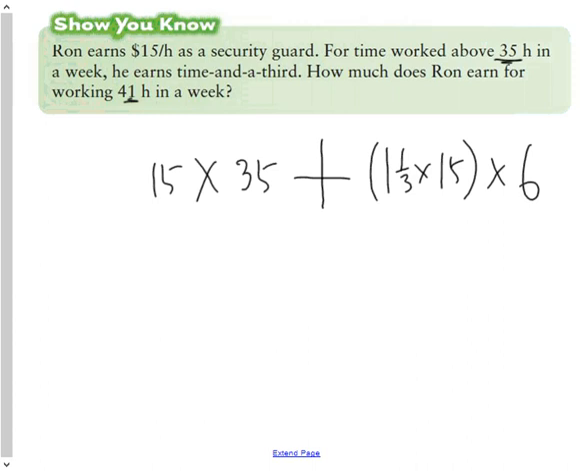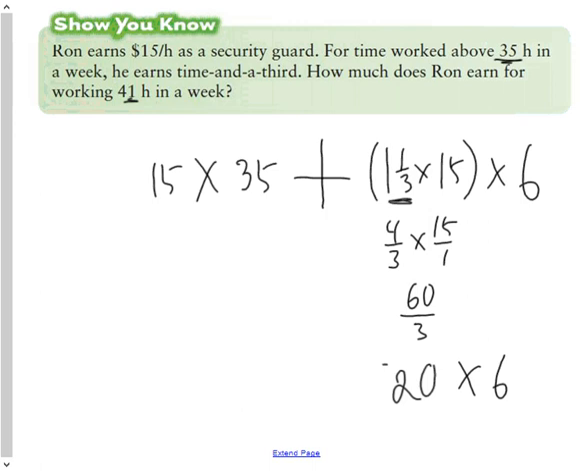So now we're going to simplify this. So we're just going to do our brackets first. So for that $15 an hour for the 1 1/3, every hour he works, we're going to change this to this and this to this. That gives me 60 over 3, which means he makes $20 an hour for every overtime hour he works. So when I simplify this, it's going to look like this. Notice how I didn't change any order. Everything is where it was.